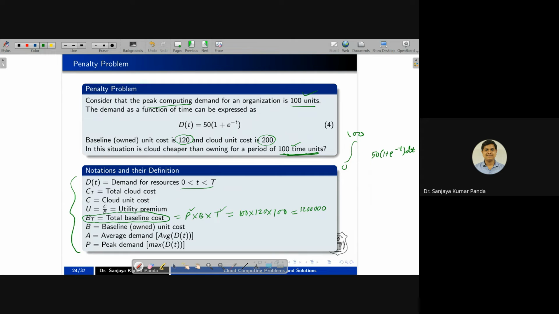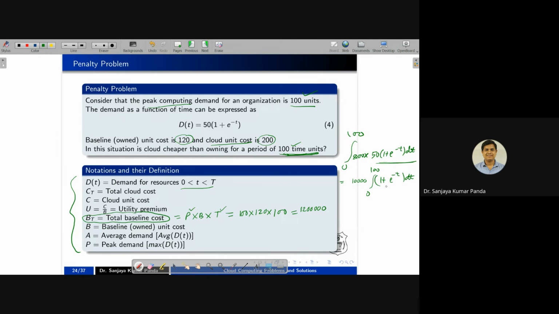But what is the cloud unit cost? You require a 200 unit cost, that's why I'm multiplying by 200 here. If you solve this, you can take 50 times 200 out, which gives 10,000. So if you solve this, the limit is 0 to 100 of (1 + e^(-t)) dt.